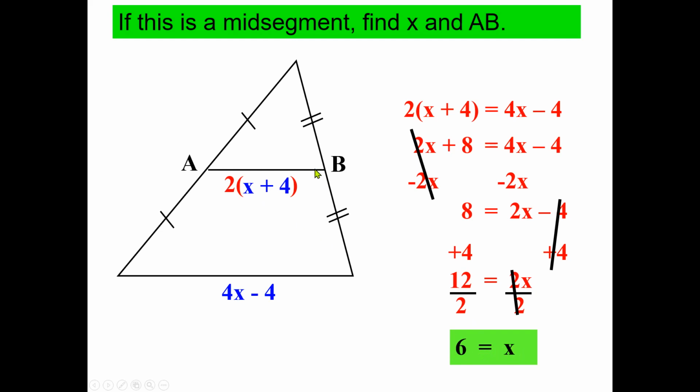Now, if I wanted AB, then I would act like the 2 wasn't there, and I would plug the 6 here. So 6 plus 4 is 10, right? AB is 10. All right, very nice.